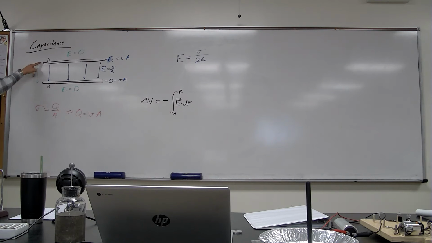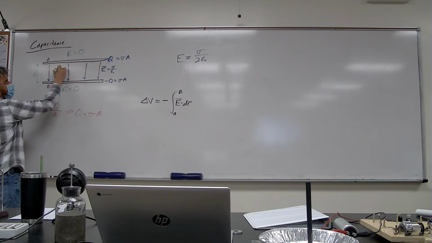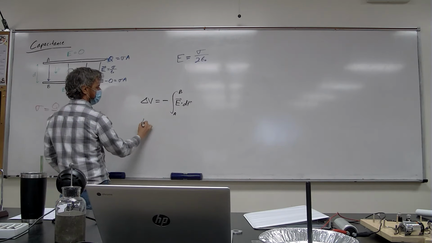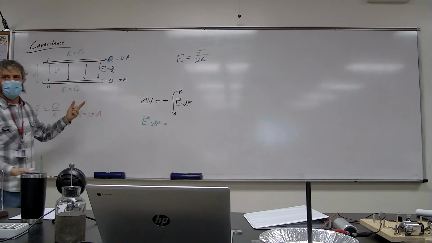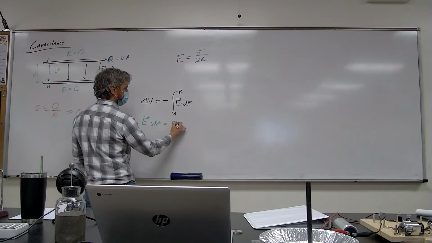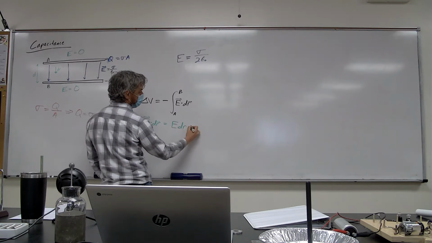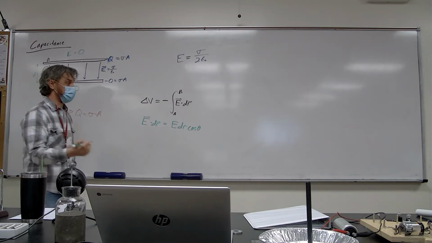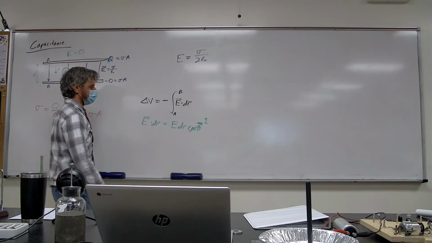Well, if we're going from A to B, the electric field points down, and when I integrate from A to B, every dr is going to be pointing down. So E dot dr, the angle between them is 0, so it's just going to be E times dr. The dot product gives you the scalar E dr times the cosine of the angle between them. The angle between them is 0 degrees, so the cosine is 1. So it's just going to be E times dr.